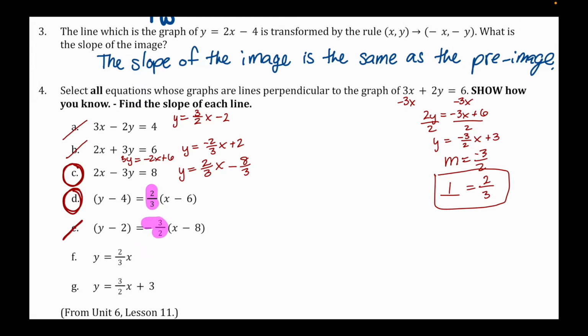Actually, let's do this. Get the whole thing here. And in F and G, we can also see their slopes pretty easily here, positive 2 over 3 and then positive 3 over 2. So we want the positive 2 over 3, so that means F is also an answer, but G is not because that's 3 over 2.